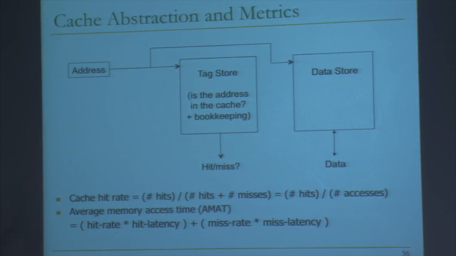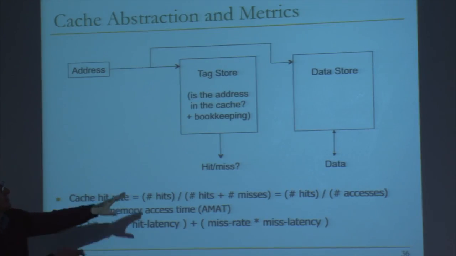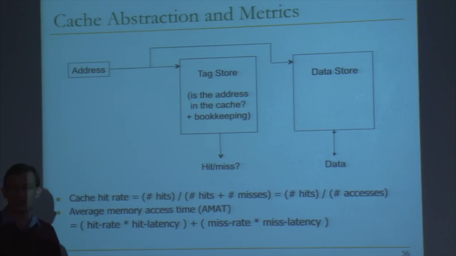Okay, this is kind of an abstract view of the cache. Basically, you provide an address to the cache, and you provide it either concurrently or serially to the tag store and the data store. Tag store is really used for bookkeeping. This is also called metadata. The data store is really the data that you're caching from memory. These are the memory blocks, if you will, that are cached on die. Tag store is the metadata that's used to identify those blocks. What block is it? That's the tag.